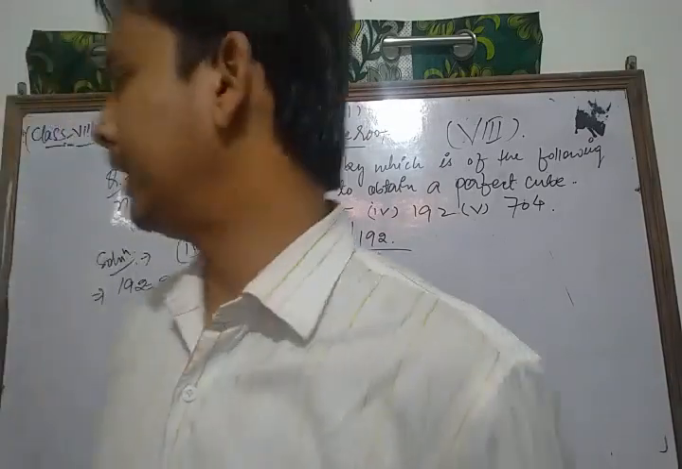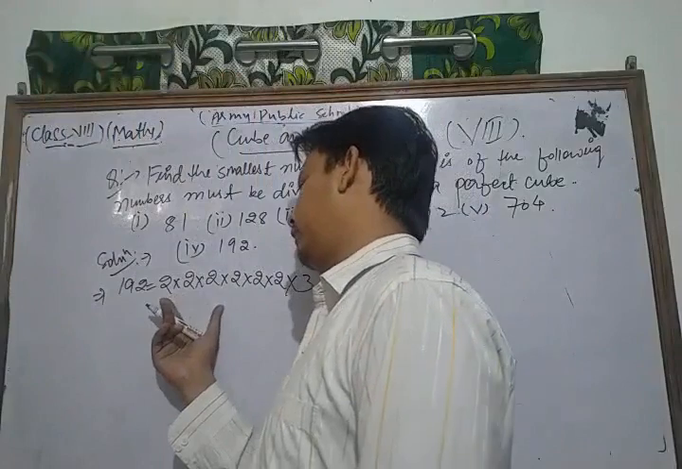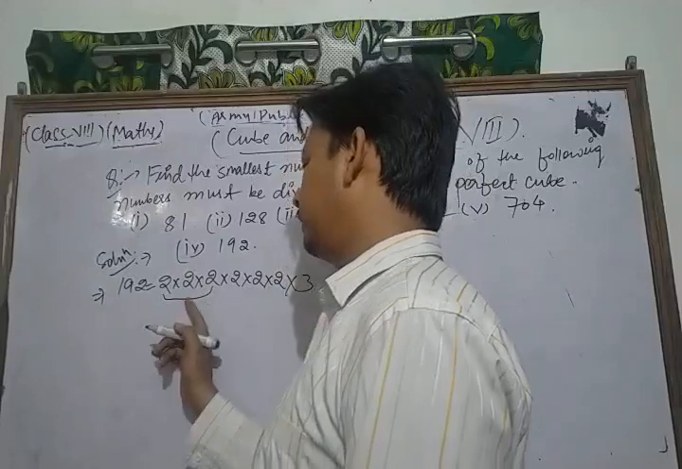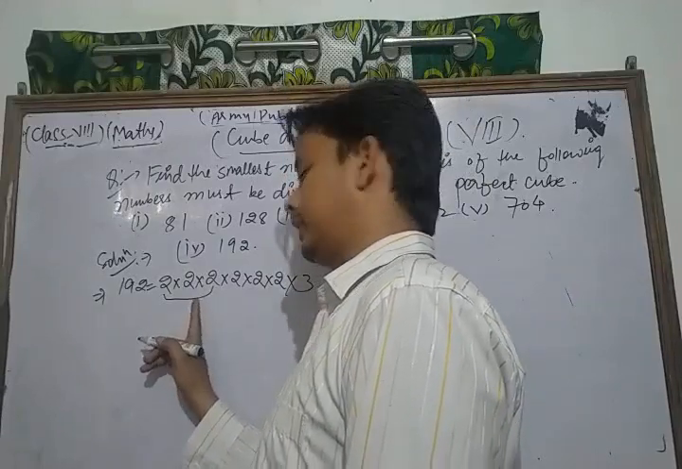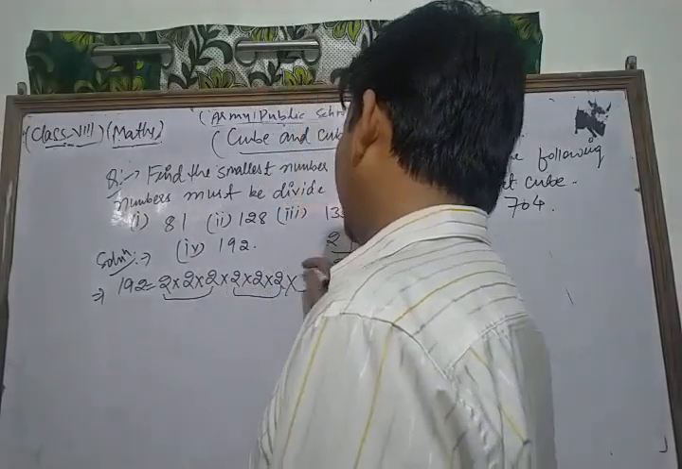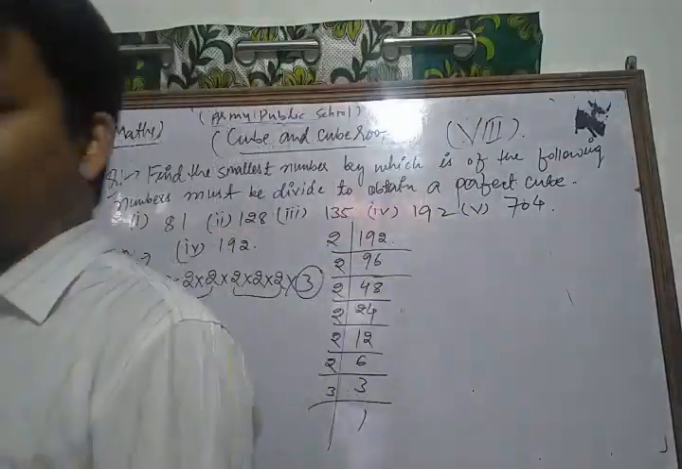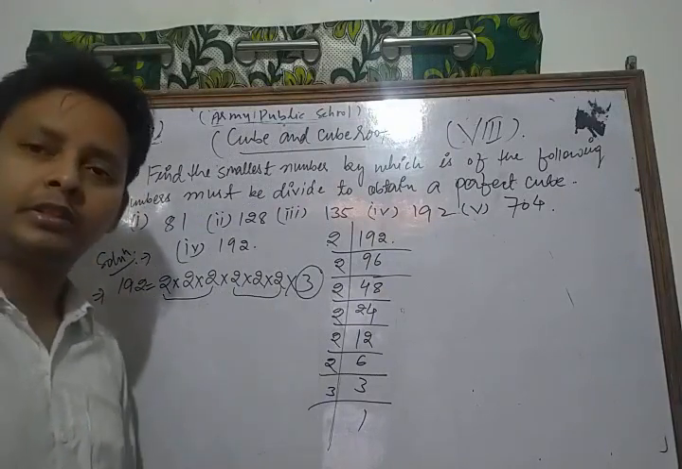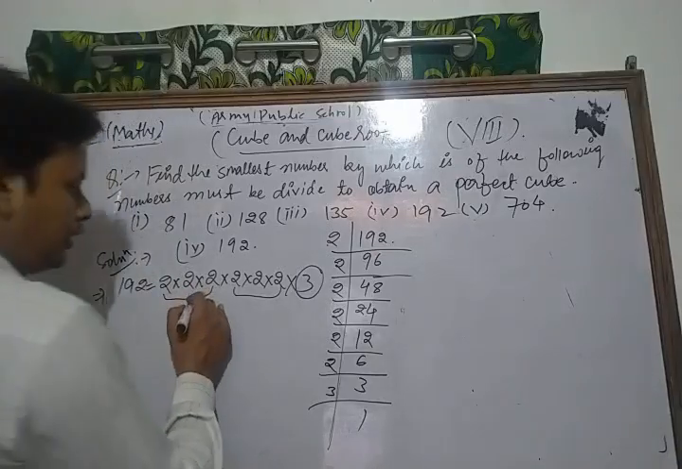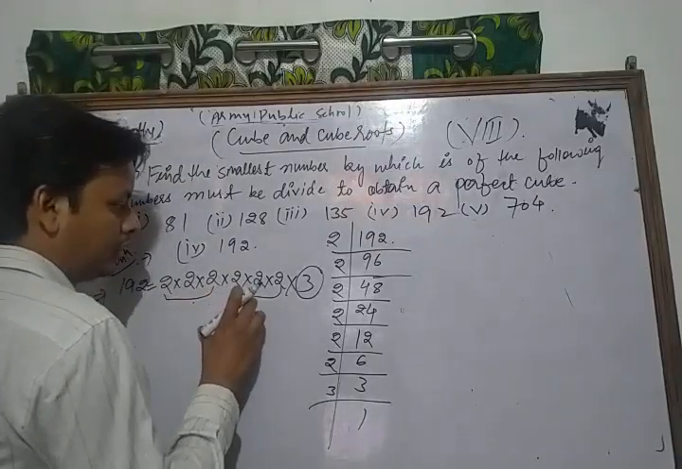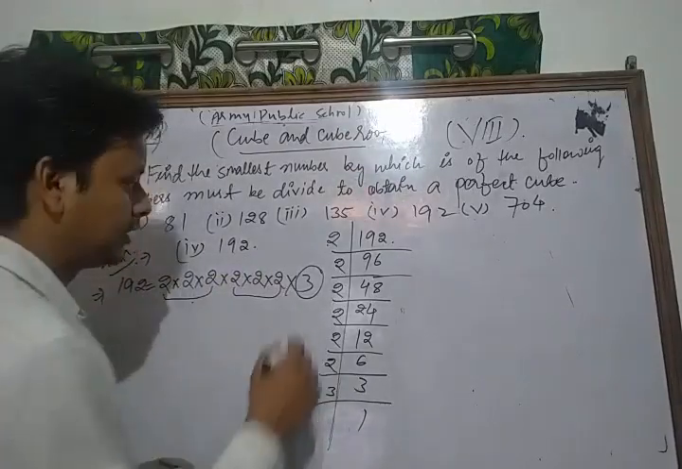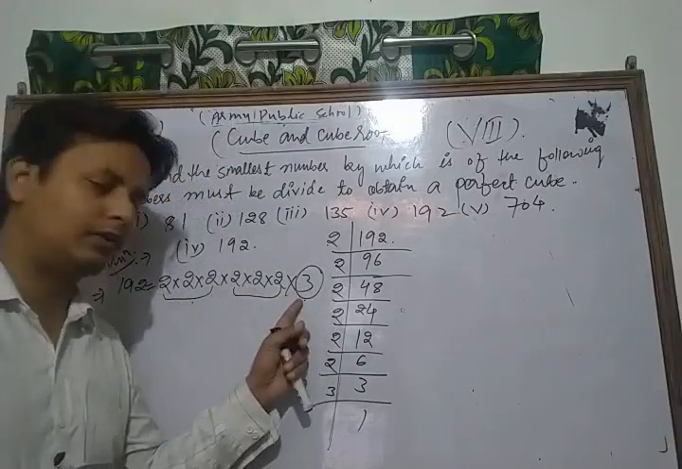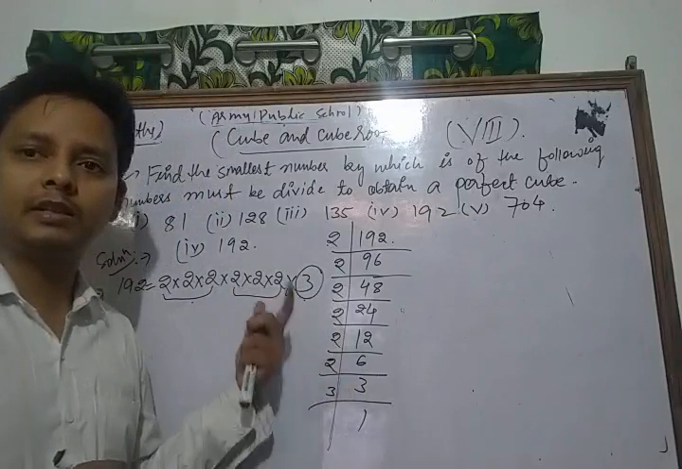Now we observe that here 2 is a grouping of factors in triplets of equal factors. Let's see, here 2 is a grouping of factors in triplets of equal factors, but 3 is left here. So the given number is not a perfect cube because here 2 is grouped in triplets of equal factors, but 3 is left. So for the cube we must divide by 3. So the required number is a perfect cube.